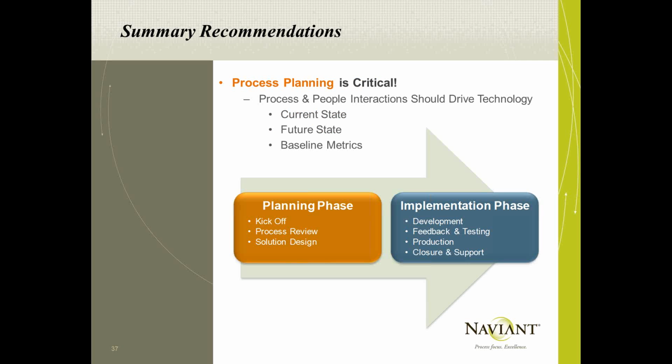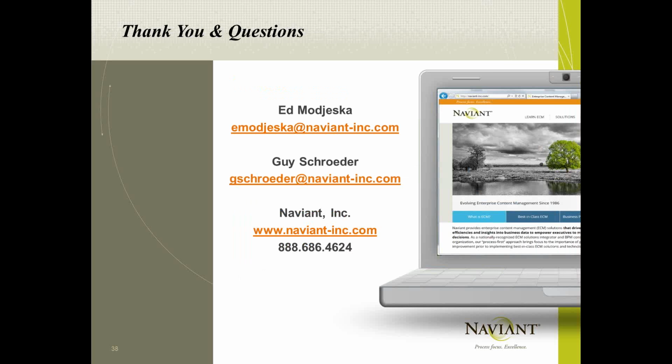So we really feel it's important that your process planning is critical here. We need to understand what your current state is, where you envision that your future state is, what metrics we are going to use to get there, and we use a two-phase mentality. You need to go through a planning phase initially, identify what the solution design is before you make any type of investment in the technology. Make sure that your requirements match the technology that you're going to be positioning to address that particular problem. I know that was a whirlwind tour in 30 minutes.